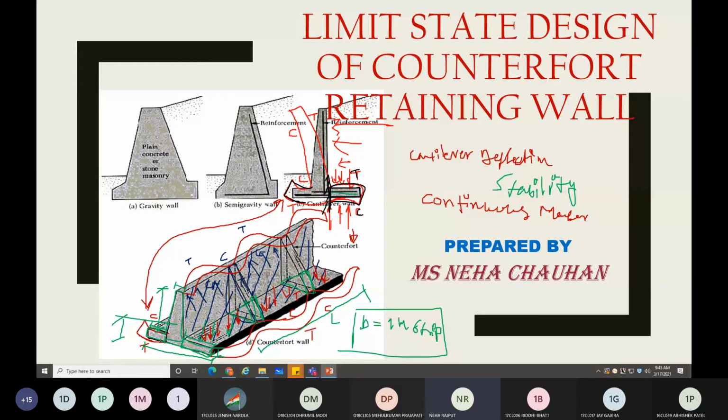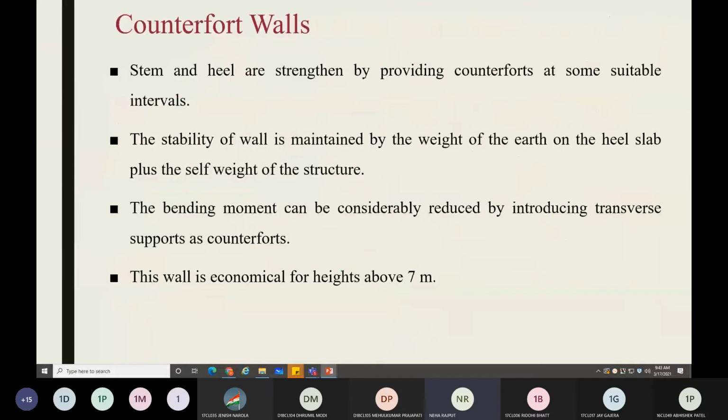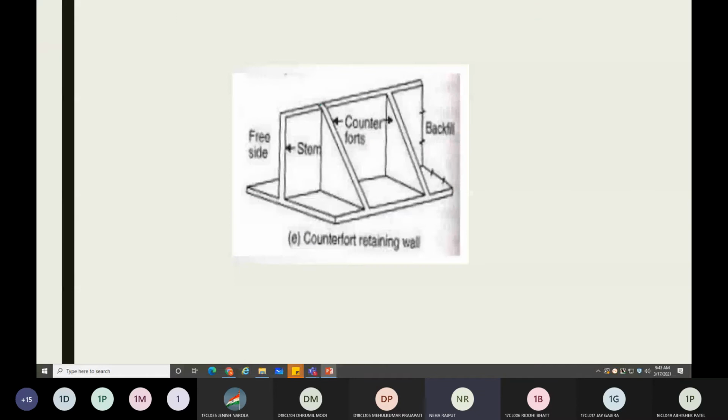So in comparison with cantilever retaining wall, not only stem design, toe design and heel design you are going to perform, but you will perform the design of this counterfort member also. आपको ये counterfort member की भी design करनी है. You are going to do design of this counterfort member. So this is your counterfort member. यहाँ से लेके यहाँ तक.